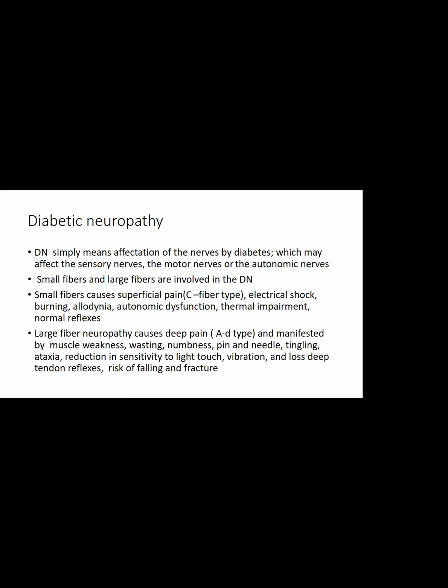While the large fiber neuropathy will cause deep pain, which is mediated by alpha delta type, and mainly patients will have muscle weakness, wasting, numbness, pins and needles, ataxia, reduction in sensitivity to light touch, vibration, and patients can have risk of falling and fracture.